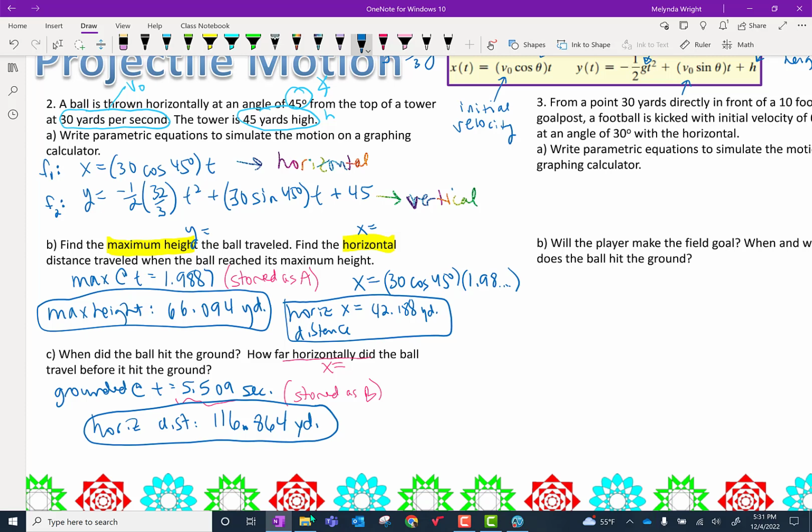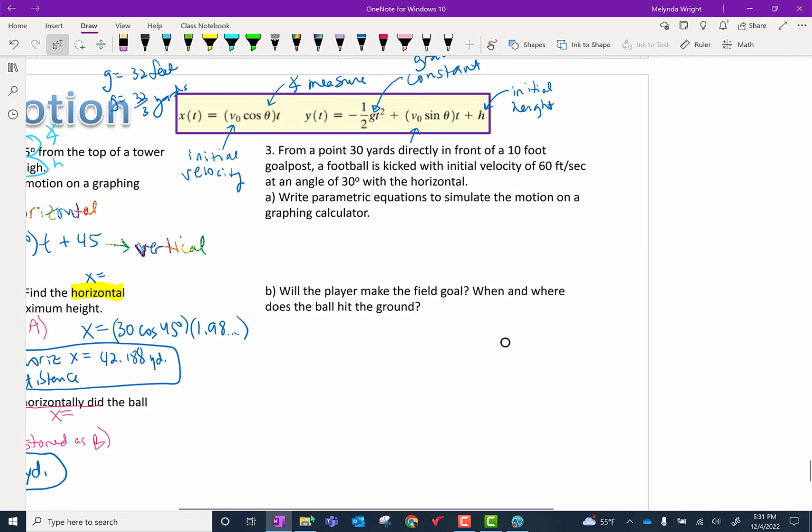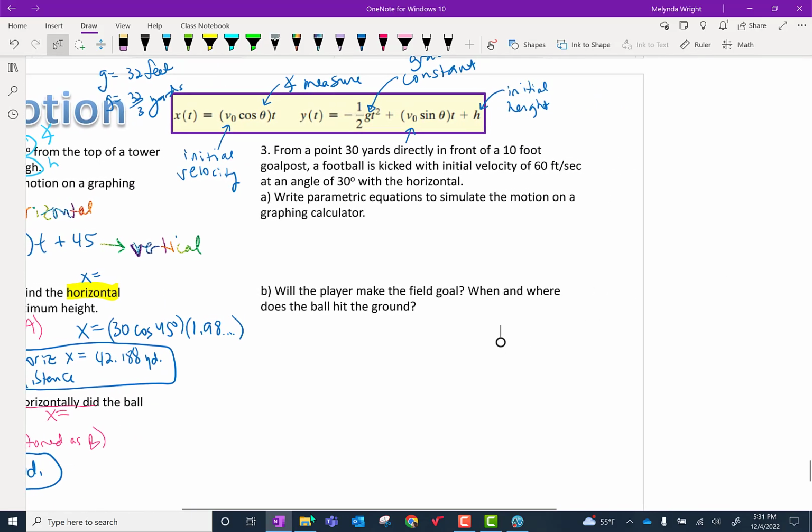Okay. We have one more. It's very similar. It's just more practice doing what we were just finishing. Oh, look at that. They're giving us yards and feet. Oh, that's not very nice, mixing units like that. Okay, that's okay. We can deal with it, right?